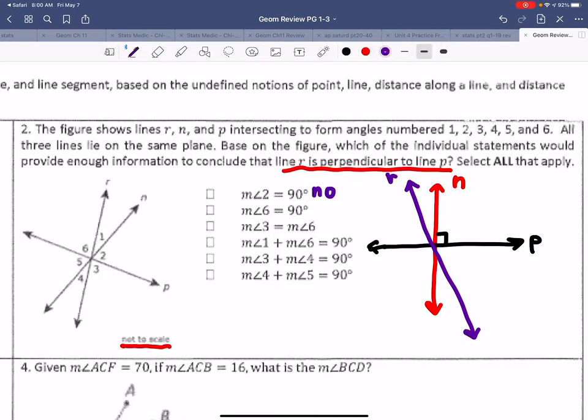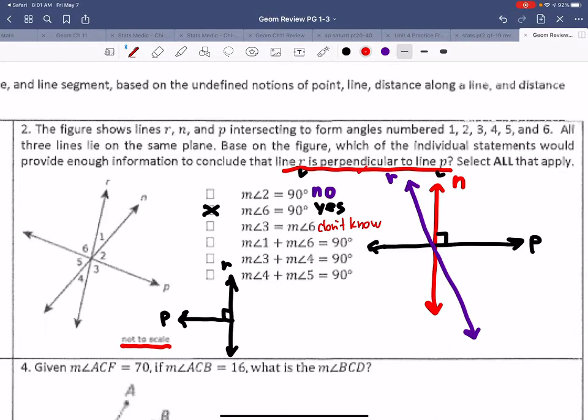Then the next one says, if they were telling us that angle 6 is 90. Okay, so 6 is between R and P. So new picture, if they told us 6 was 90, then that's R and that's P, and that's exactly what we're looking for. So this would be a yes. What if they told us 6 is equal to 3? Well, just looking at the picture, 6 is equal to 3, but it's something acute. So this one is something you wouldn't know. Just because they're equal, they could both be 70 and 70. So this is a don't know. That's not enough to know that they're perpendicular.